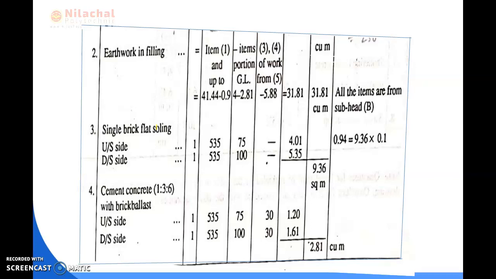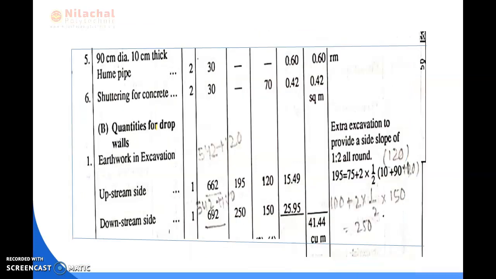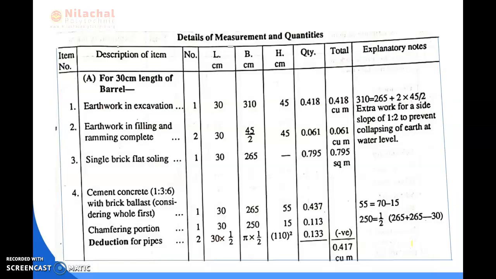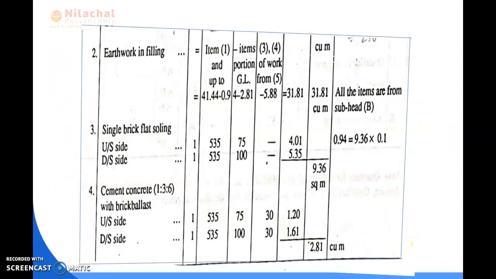Then the thickness. What is the single brick flat soling thickness? For the upstream side, the thickness of the brick soling provided is 75. Then for the downstream side, the thickness of the brick soling is 100. Then we get the quantity. Because the unit of soling is square meter, we consider only length and breadth. Then we get the quantity, and then we define the total quantity.